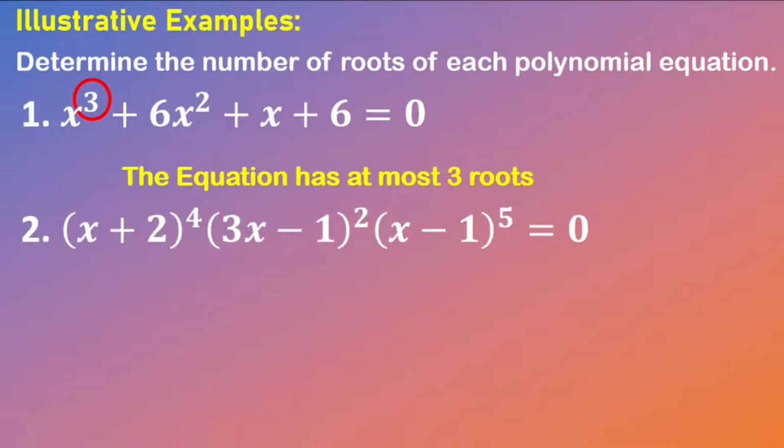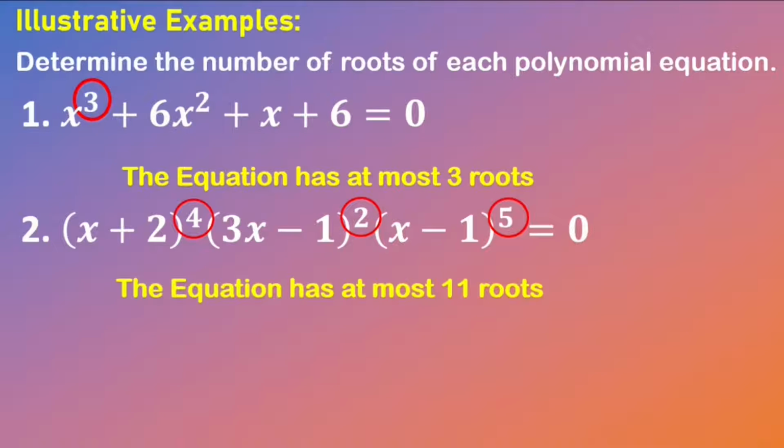Number 2, x plus 2 quantity raised to 4 times 3x minus 1 quantity raised to 2 times x minus 1 quantity raised to 5 is equal to 0. Applying the law of exponents according to the product of powers rule, which tells us that when you are multiplying two or more terms that have the same base, you can just add their exponents. So we have 4, 2, and 5. 4 plus 2 plus 5 is 11. Therefore, the equation has at most 11 roots.